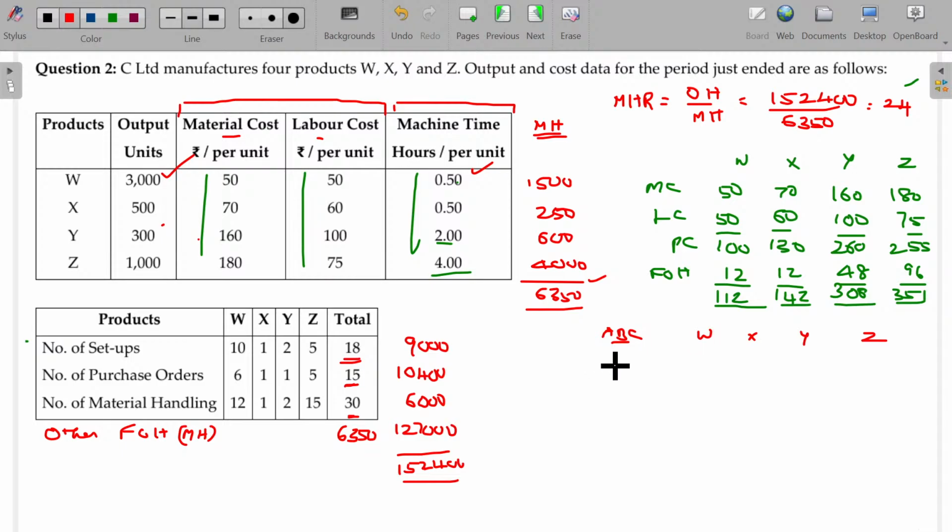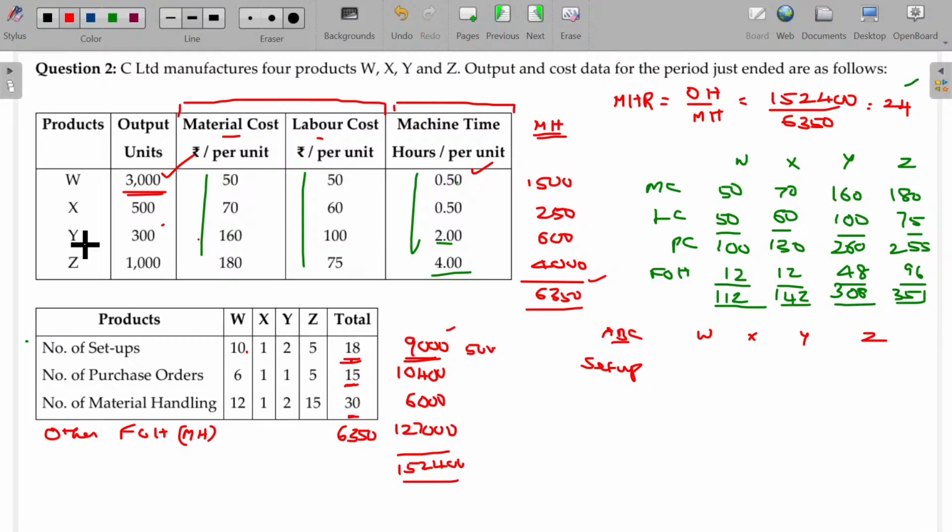How do I calculate the overheads? Overhead related to the setup. 9,000 is the overall cost for 18 setups. And what about the per setup cost? 9,000 divided by 18, 500 rupees. For W, 500 into 10, 5,000. How many units? 3,000 units. So divide by that 3,000 units. Either you can state that in total or you can convert that into per unit. So I am converting that into the per unit.